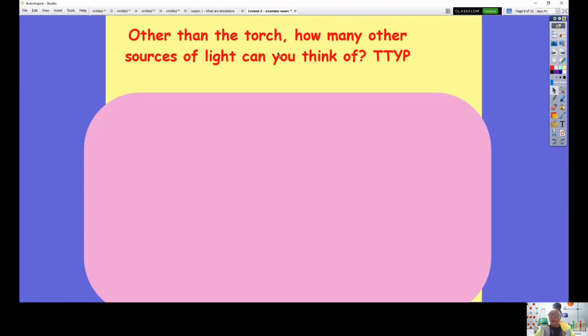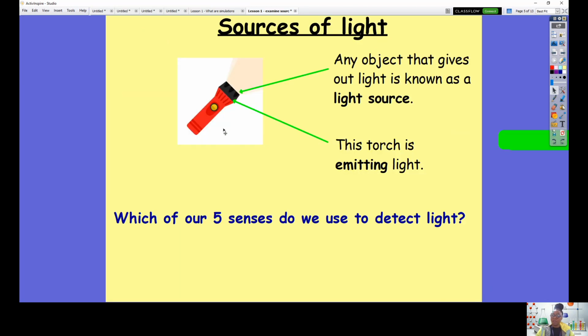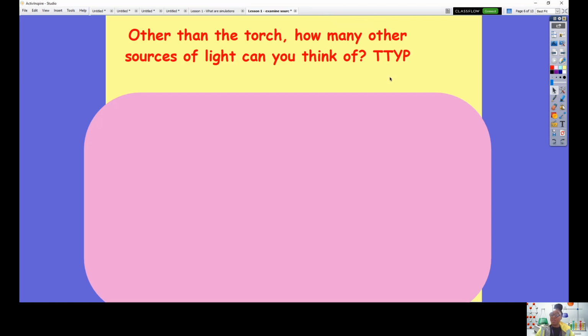Moving forward, other than a torch, how many other light sources or sources of light can you think of? So I know that a torch is a source of light. It emits light, and you saw in this picture here that a torch is emitting light. Can you name any other light sources? Pause the video now so that you can have a think.